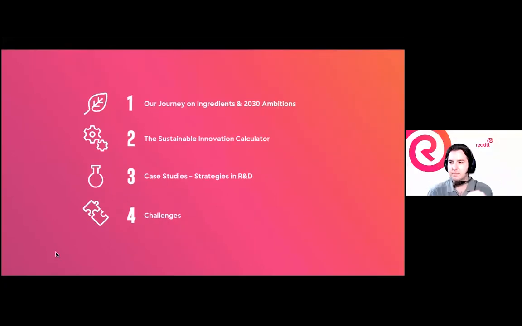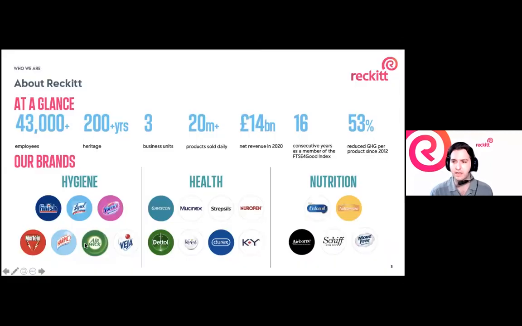I'm going to go through a little bit of our journey as Reckitt on ingredients in general, and talk through our 2030 ambitions, broadly from a sustainability perspective but also focusing on ingredients. Then I'll dive into the main tool that we have for that innovation, which is the Sustainable Innovation Calculator. I have a couple of case studies to highlight how that's being used in the business and some of the challenges that go with that.